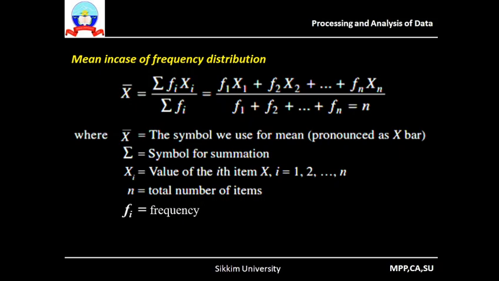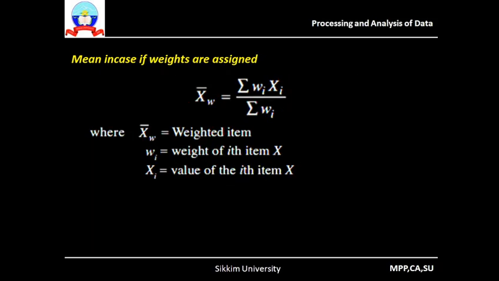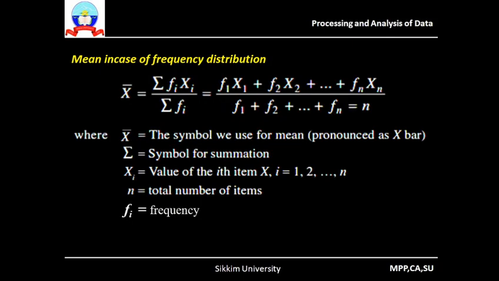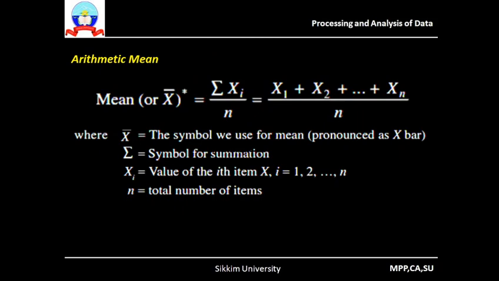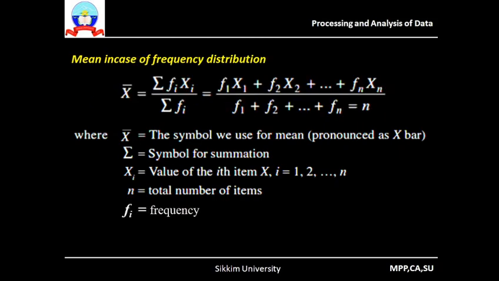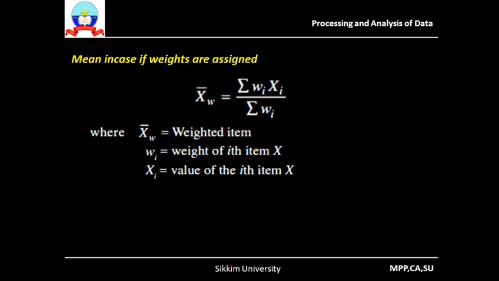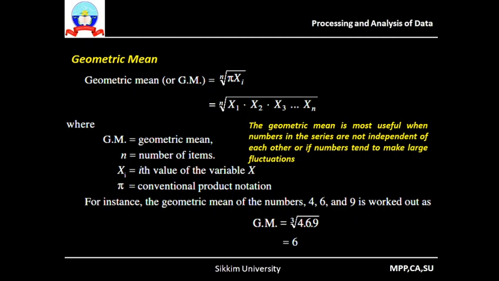Now let us try to understand the other versions of mean. In case of weighted mean, mean is represented as the sum of products of weight and the data point. So here Wi is the weight that is assigned to data point xi, divided by the total weight. So depending on the requirement, we may either pursue arithmetic mean, or we may pursue frequency mean, or we may pursue weighted mean. Now let us move on to geometric mean.